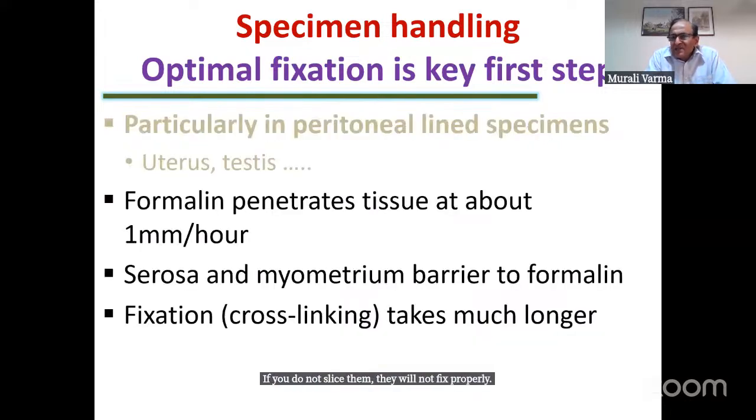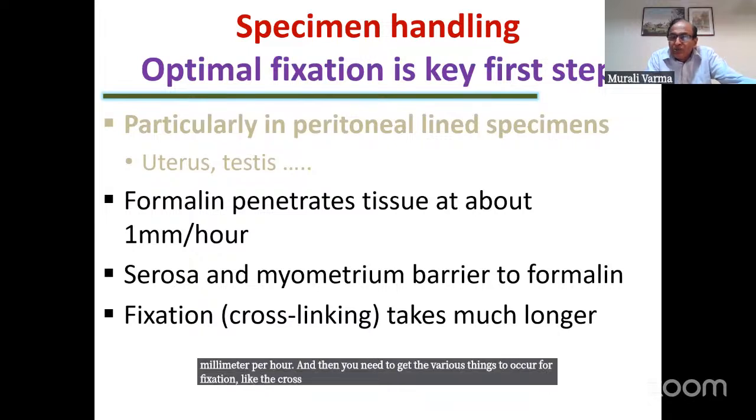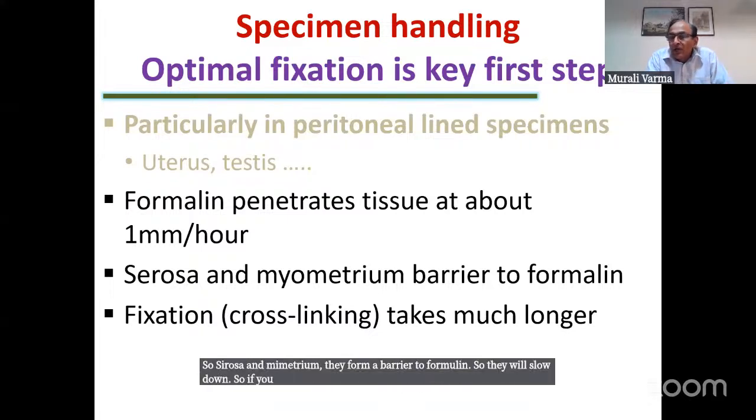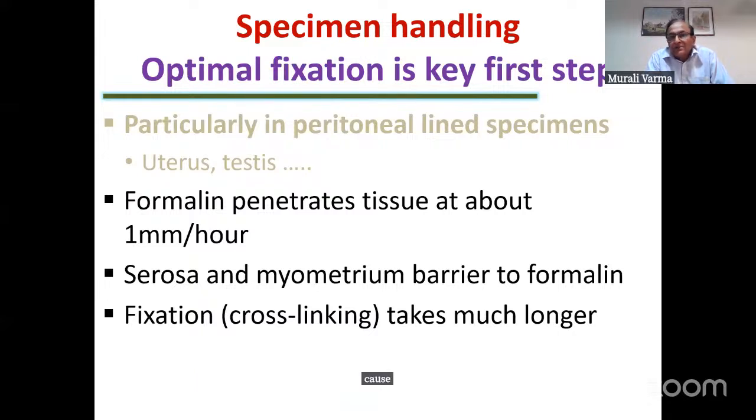There is this misconception that tissue fixes at the rate of 1 millimeter per hour. That is incorrect. It is formalin that penetrates at the rate of 1 millimeter per hour. Then you need various things to occur for fixation, like the cross-linking, which take much longer. Serosa and myometrium form a barrier to formalin, so they will slow it down. If you don't slice a specimen, it is going to cause delays in the actual fixing and autolysis.